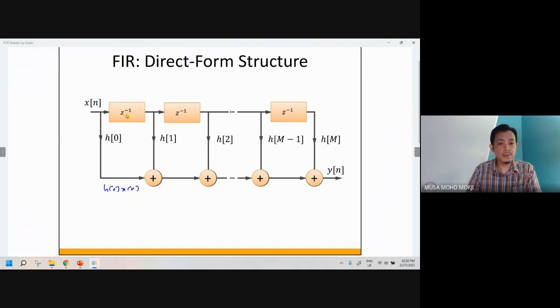Then this is delayed by 1, so then you will get h1 xn minus 1, because we have h1 here. And then this is h2. Delay by 1, delay another 1, so you have two delays. So this is h2 multiplied by xn minus 2, and so on. And then what is this? This is plus, because we need to add everything, this one, this one, this one, and the rest, so that we can get the yn.